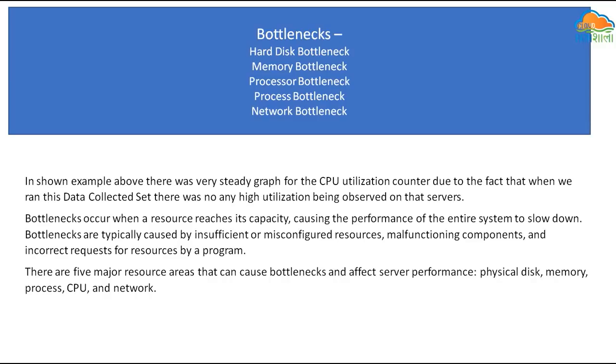To describe that, we have five major topics to cover. One is hard disk bottleneck, second memory bottleneck, then processor, process, and network bottleneck, because these are the major components which generally create performance issues with any server. In the example where we were studying the CPU utilization counter, it was not high because there was no utilization. But when a bottleneck occurs, that means the resource reaches its capacity and there is no bandwidth, and it creates performance issues and slows down the system.